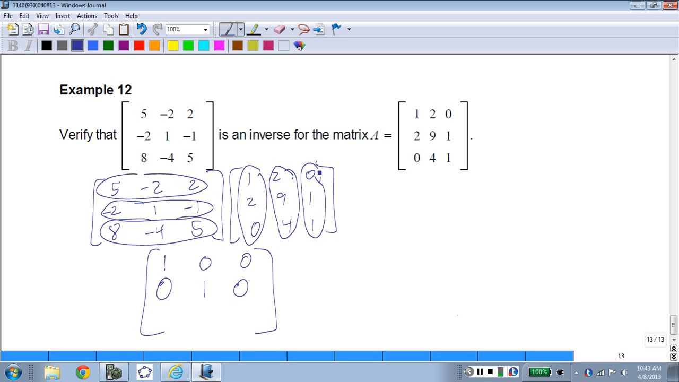8 times 1 is 8. Negative 4 times 2 equals negative 8. 5 times 0 is 0. So it's 8 plus negative 8 plus 0. That's 0. 8 times 2 equals 16. Negative 4 times 9 equals negative 36. And 5 times 4 equals 20. What is 16 plus negative 36 plus 20? Is that 0? Yeah. Need 1 in the lower right-hand corner. 0 plus negative 4 plus 5. That's 1.